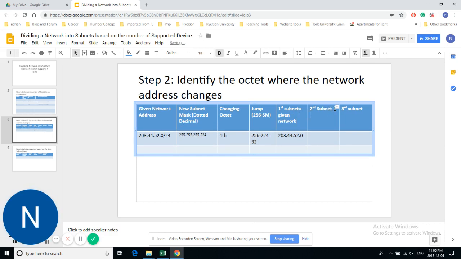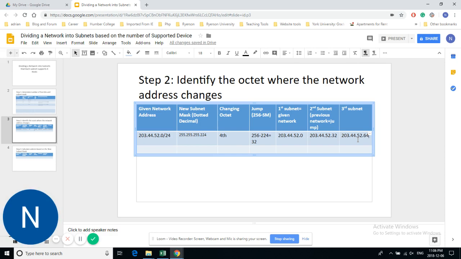Second subnet is previous network plus jump number of IP addresses. So the second subnet would be 203.44.52.32. And the third subnet, again, 32 addresses more than the previous subnet. So previous network address plus jump. So 203.44.52.64. Now I can keep going for subnet 5, 6, 7, but how far do I need to go?